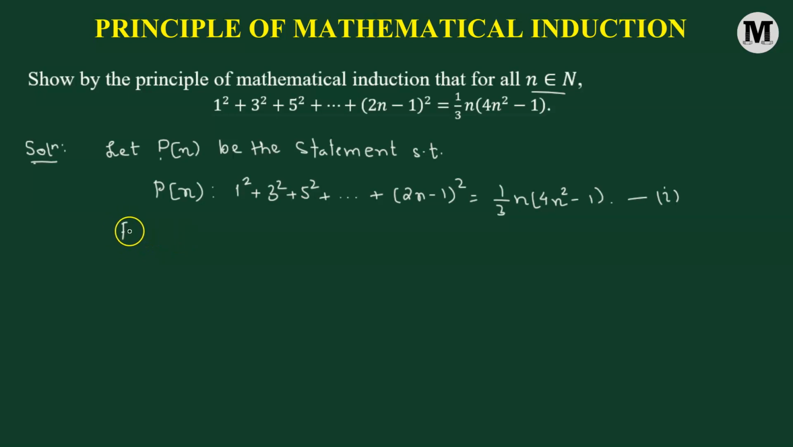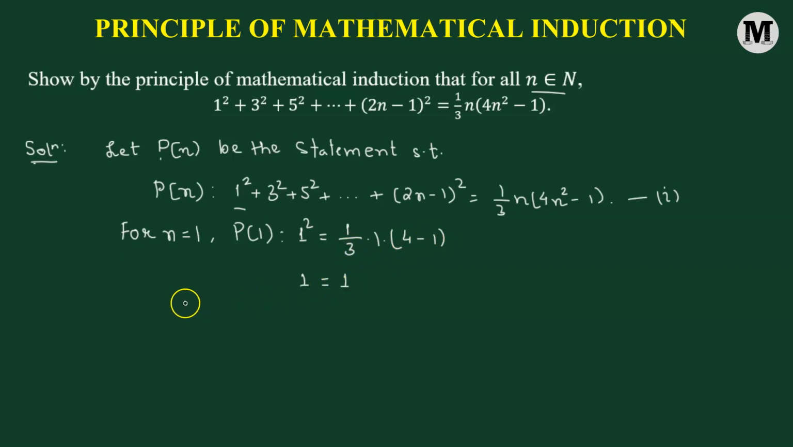So first we are going to choose the natural number 1. For n equals 1, we want to find out the statement P of 1. P of 1 means we only have to consider the first term, which is 1 squared. This is going to be equal to, coming to the right hand side, we replace n with 1, such that we have 1 over 3 times 1 multiplied by 4 times 1 squared minus 1. 1 squared gives us 1. This is equal to, now 4 minus 1, that's 3, and we have a division by 3, so that also gives us 1.